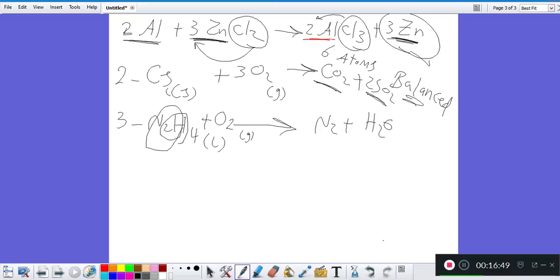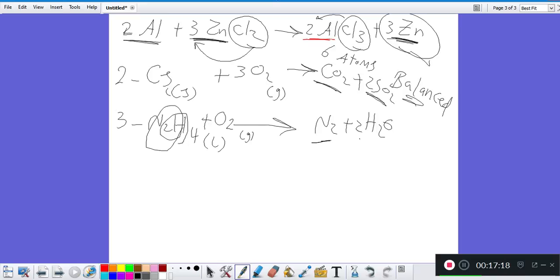Is it balanced? Let's find out. It is not balanced actually. We have to add 2 here to balance the equation. Why? Let's find out. We got 2 nitrogen atoms here and 2 nitrogen atoms there. We have 4 hydrogen atoms reacting with 2 oxygen atoms. That is going to produce 2 water molecules.